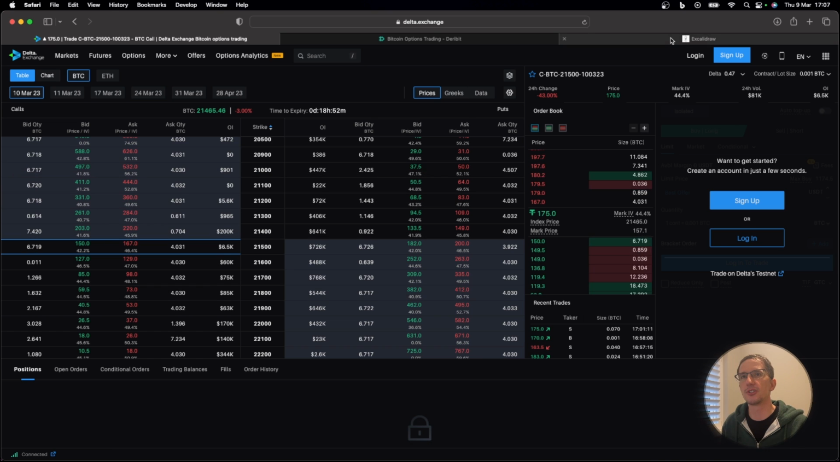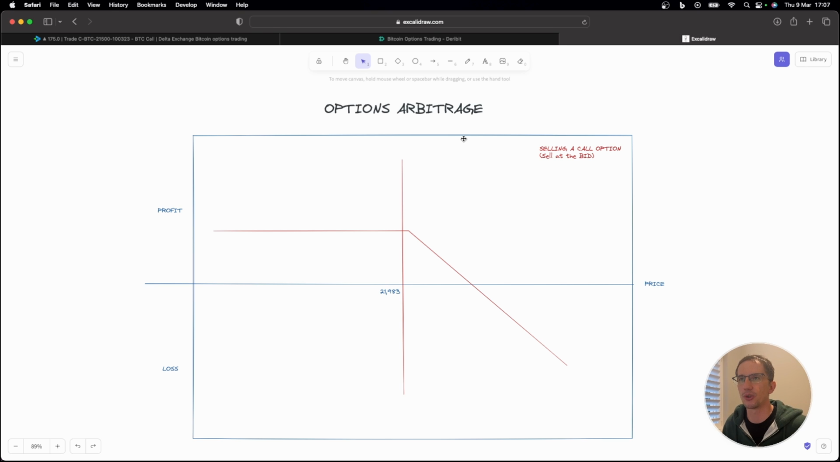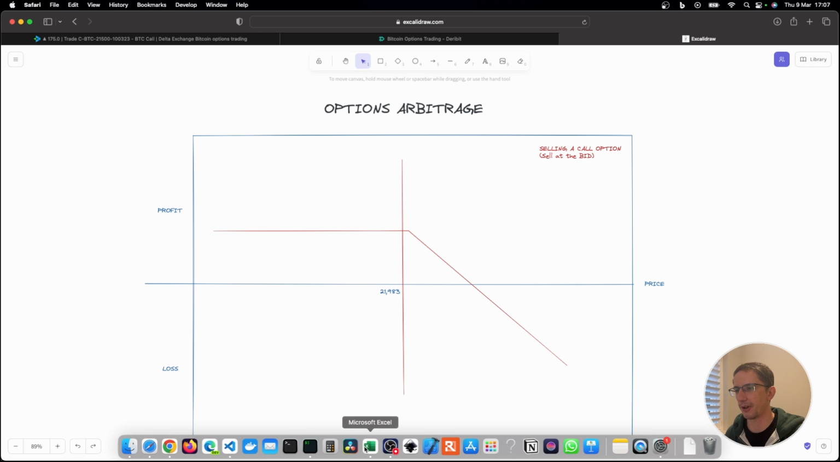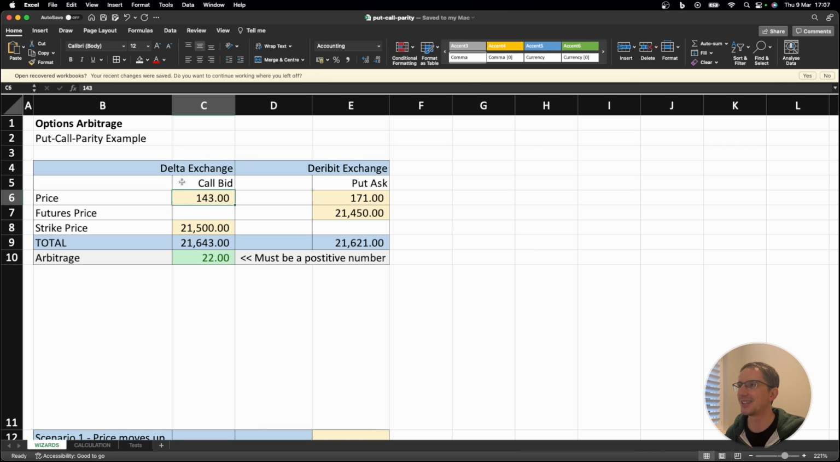So if we go over to Excalidraw here, I've just drawn up a quick diagram to explain to you what's going on. But let's say here we're selling a call option because that is what we're doing. That's the first thing we did. We said we're going to sell a call option because it's the bid price. Remember, you sell at the bid and you buy at the ask always. So you're always getting the worst price. We are selling at the bid price, and that means we are selling it at $143.